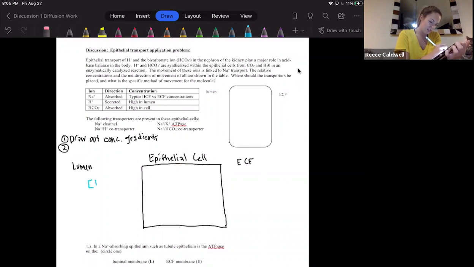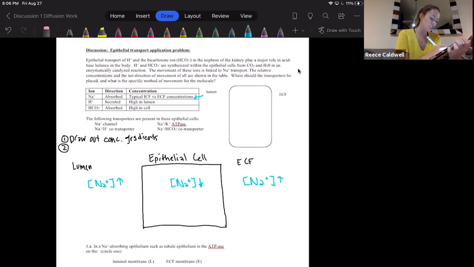So here we have our sodium ion, and we will draw that out across this cell. So sodium, sodium, sodium. And one thing I've repeated many, many times is sodium is always going to be higher outside of the cell. So it's always going to be in higher concentrations outside of the cell, lower concentrations inside. You can see here, Dr. Chang kind of put that typical ICF versus ECF concentration, meaning he wants you to know that it is typical that sodium is always going to be higher outside of the cell.